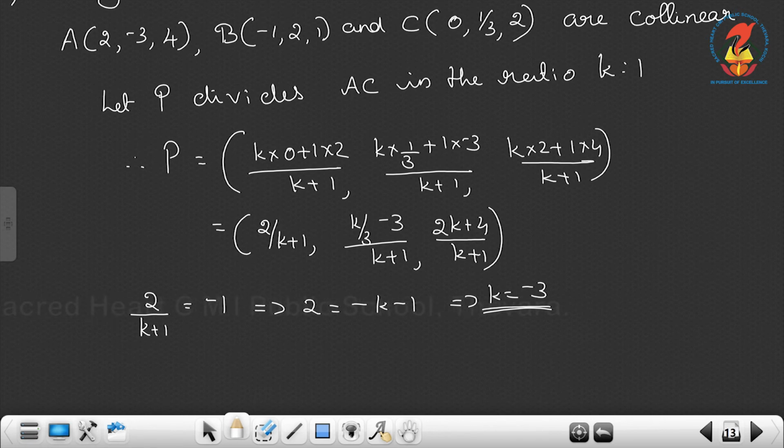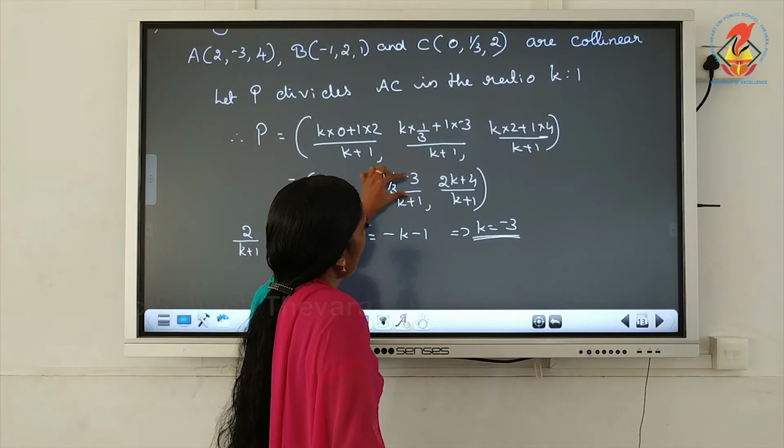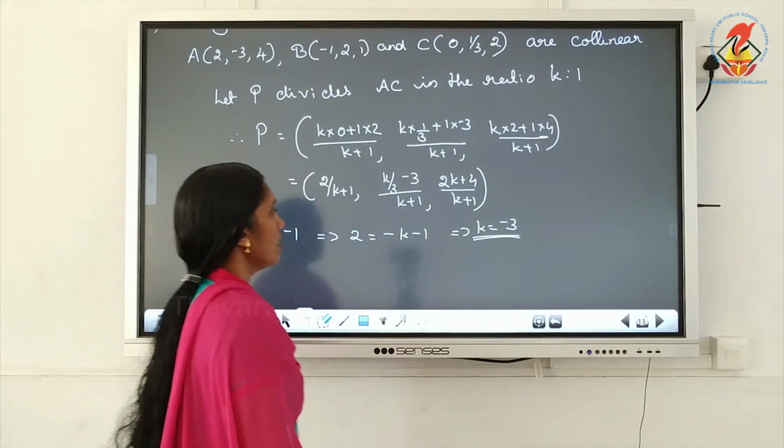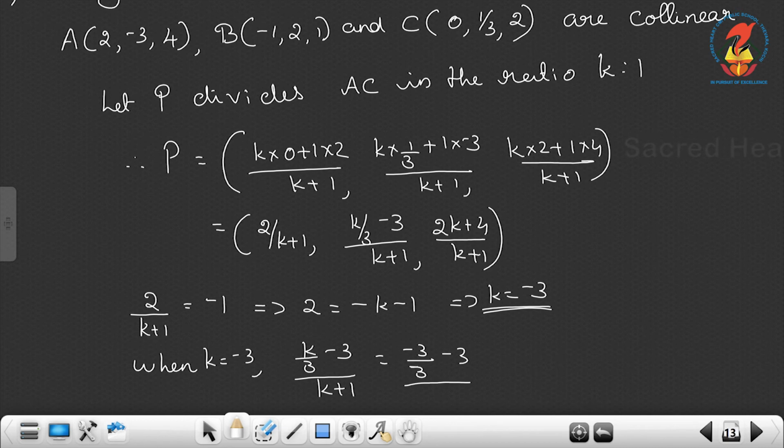Okay. Now, we have to verify. That means, substitute this k in the second and third coordinate. So, when k is equal to minus 3, what about the second coordinate? K by 3 minus 3 by k plus 1 becomes minus 3 by 3 minus 3 plus 1. Minus 3 by 3, it is minus 1. So, minus 4 by minus 2. What is it? 2. Is 2 the second coordinate of B?